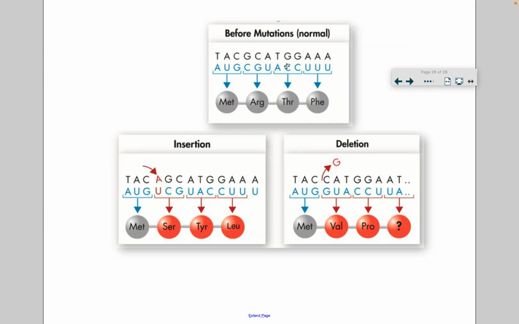Okay, so here's before the mutations where it's normal. We get methionine, arginine, threonine, and phenylalanine. I think that's what that one is. If we have an insertion, we insert a letter. Now I'll take a look at my amino acid sequence. They're completely different. Or if I take out a letter, okay, completely different.